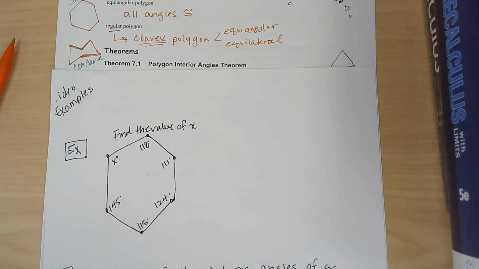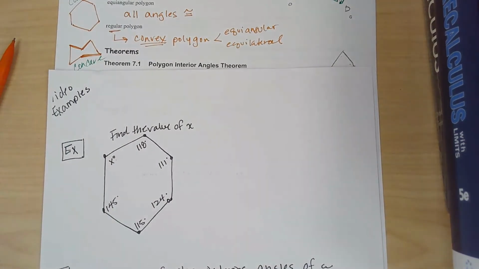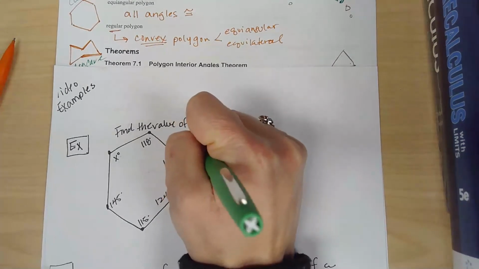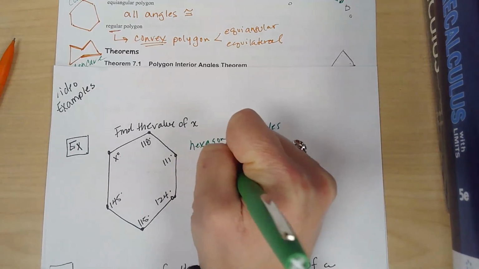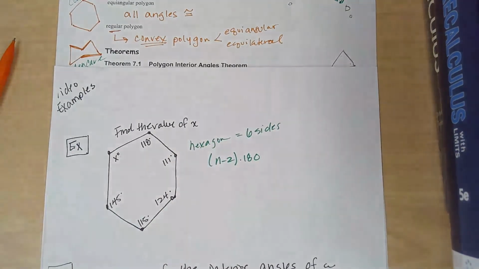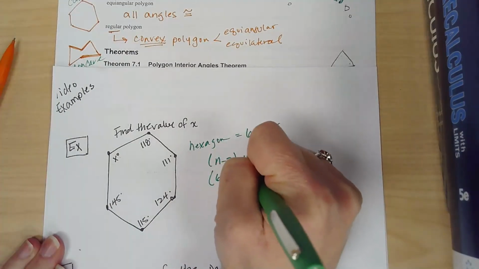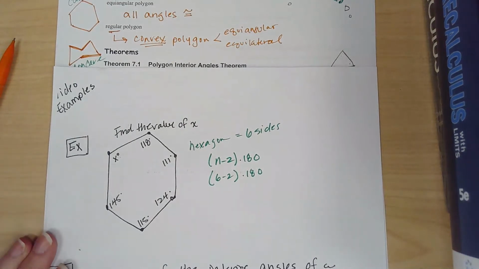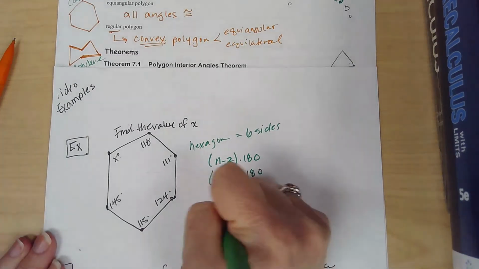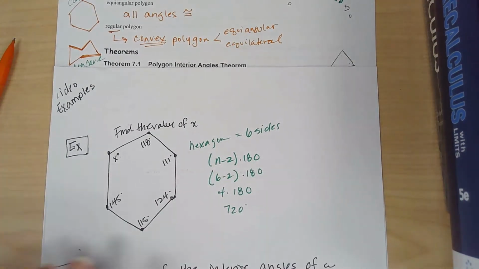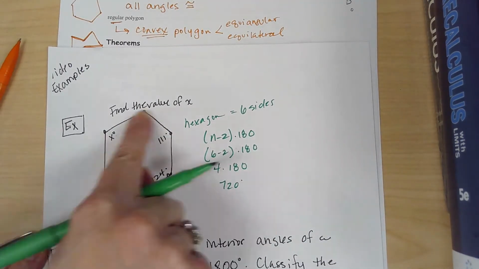What I would do here is I know that this is a 1, 2, 3, 4, 5, 6-sided figure, right? So this is a hexagon. If I want the sum of the interior angles, I know that I have to use the formula n minus 2. I'm going to substitute in 6 for the number of sides, so 6 minus 2. I get 4. 4 times 180 gives me 720 degrees. So what I know here is that all of these angles add up to 720 degrees if I add them all together.